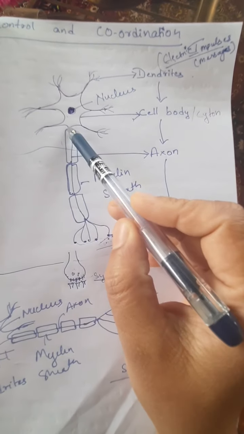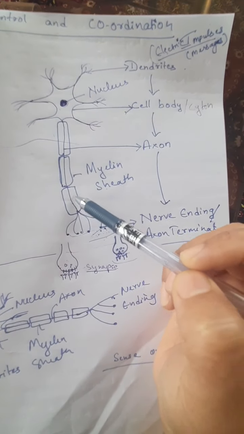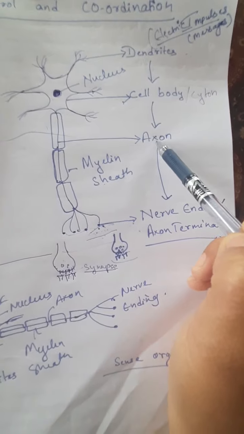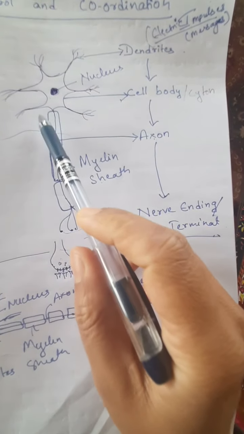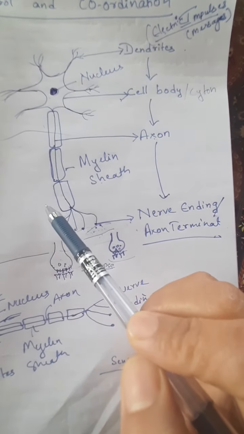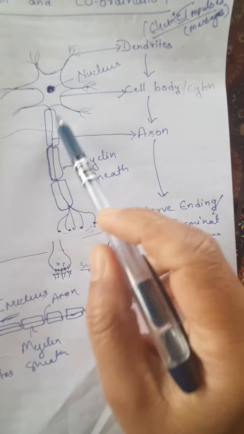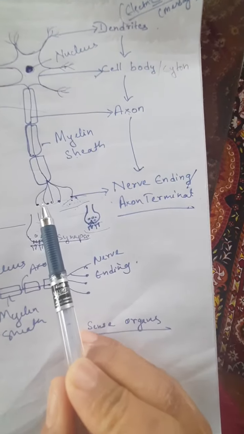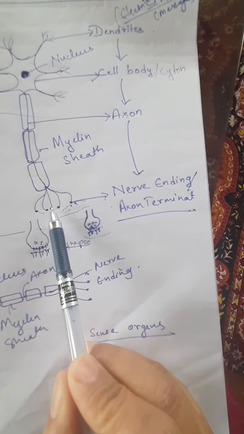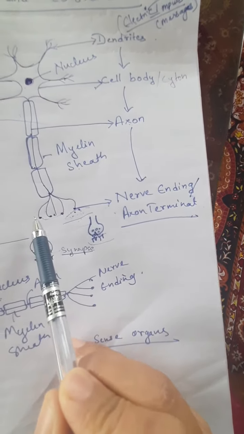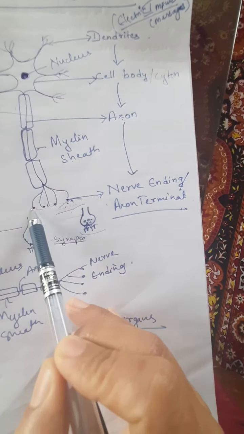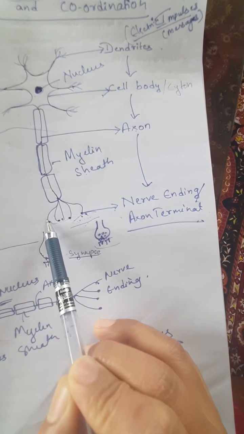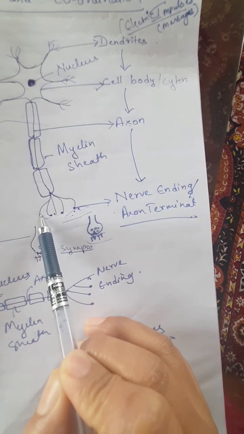And this thread-like structure is the tail of the neuron, which is called the axon. This axon is covered by a protective insulator called the myelin sheath. And coming to the last part, this is the ending of the axon, the part where the axon ends. This is called the nerve ending or axon terminal.